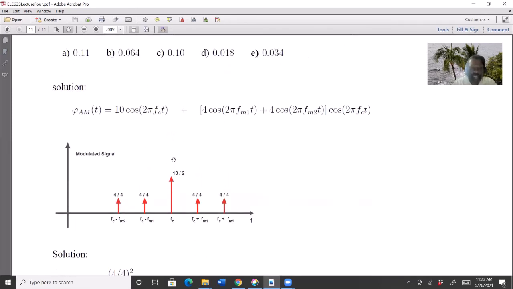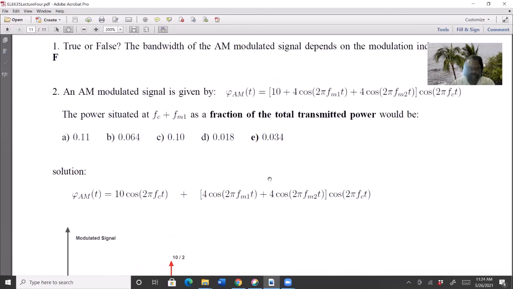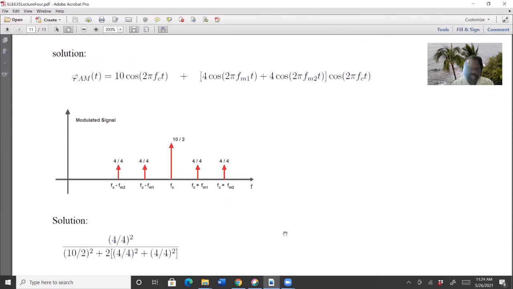The Fourier spectrum of this is 10 over 2 here at fc, and at negative fc you have the same thing. And then the message signals, if you look at the previous diagram, this number becomes divided by 4 because the Fourier transform of cosine introduces half and modulation introduces another half. So this is 4 divided by 4, 4 divided by 4, the same thing here. Now we want to calculate the power situated at fc plus fm1 as a fraction of the total transmitted power. So we look at this power and then divide by the whole power.